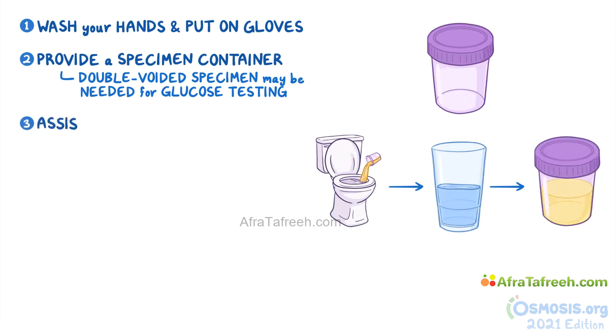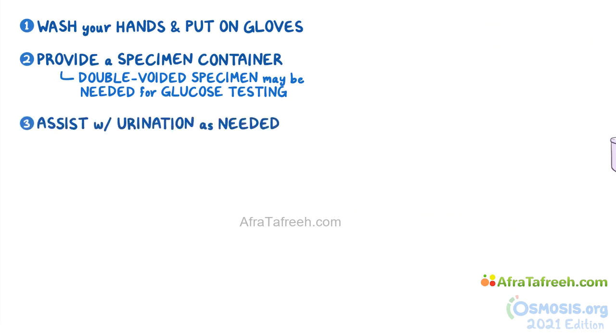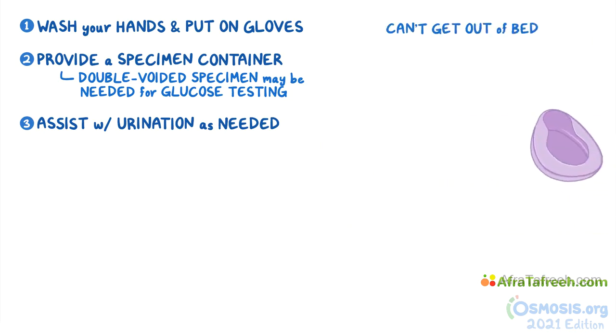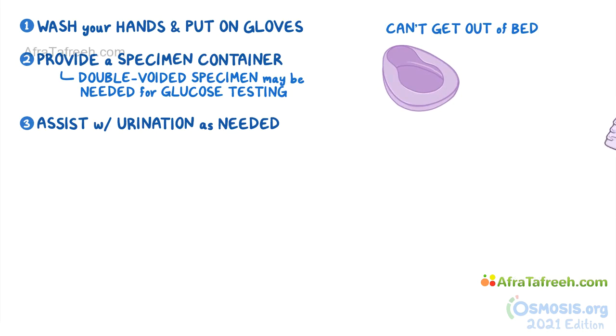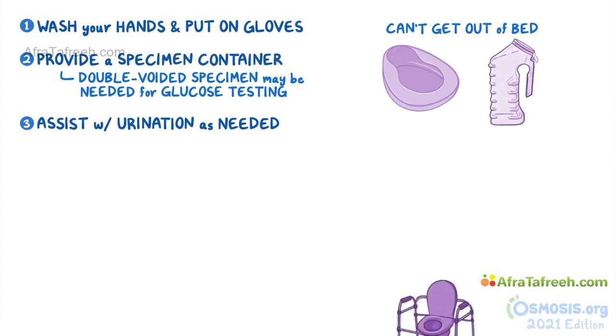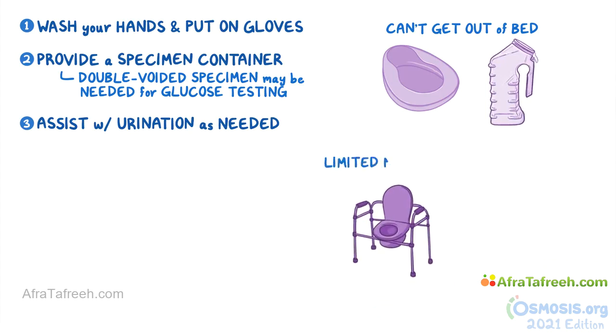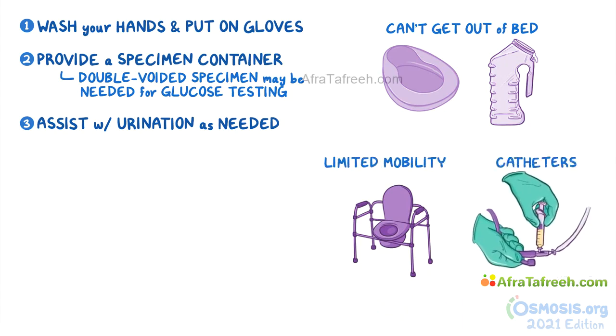Okay, now assist the client with urination as needed. For biological females who can't get out of bed, a bedpan can be used. For biological males who can't get out of bed, you can use a urinal, which looks kind of like a plastic jug. A bedside commode can be used by clients with limited mobility, but who can still get out of bed. Now for clients with catheters, you can obtain a urine specimen from the catheter port.